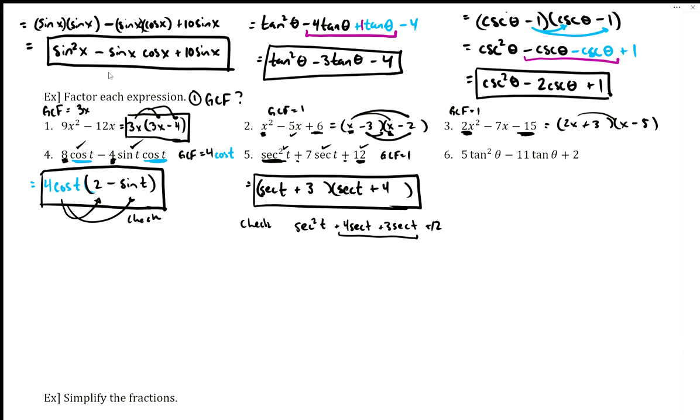2x and x is 2x squared. This would be negative 10x. Plus 3x is negative 7x. And then positive 3 and negative 5 is negative 15. Yep, good. Okay, so it matches.